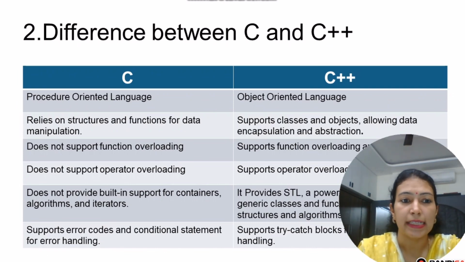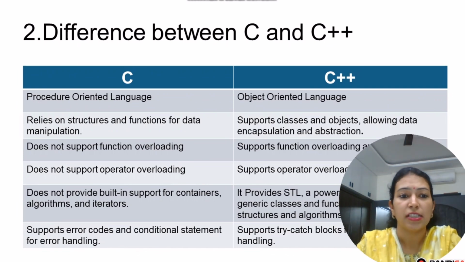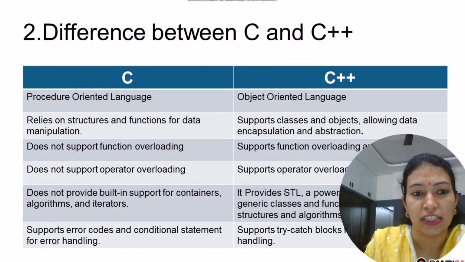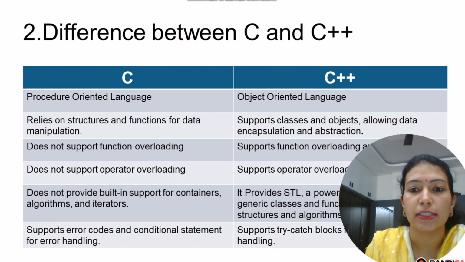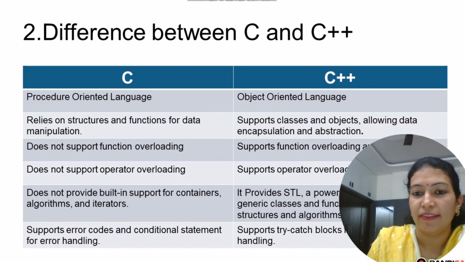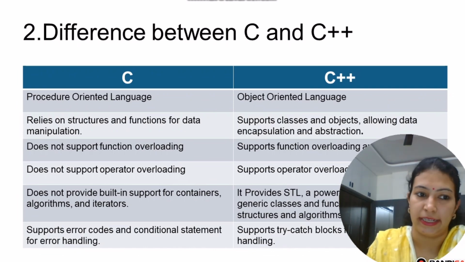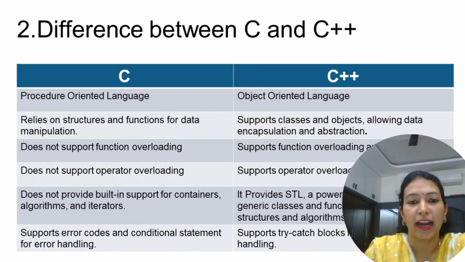So basically C is a procedure oriented language which is basically focused on its functions. And C++ is an object oriented language which has class and objects. C relies on structure and functions for the data manipulation. But in C++ there are classes and objects for data manipulation.